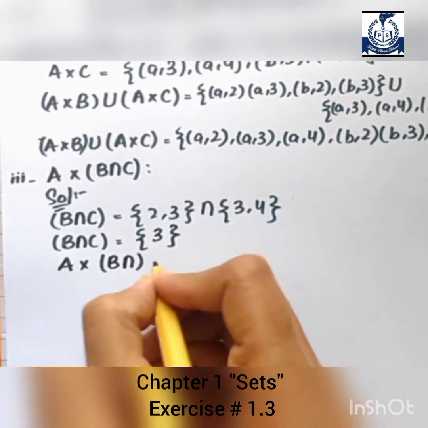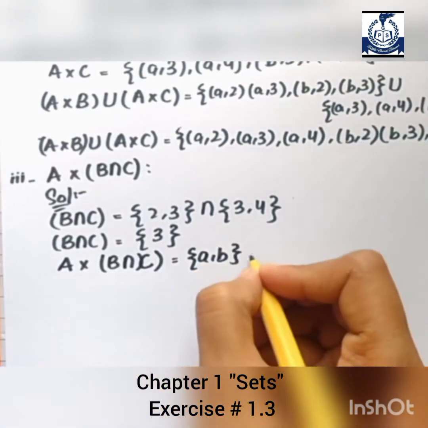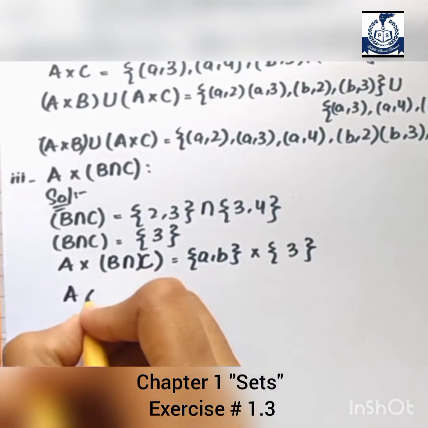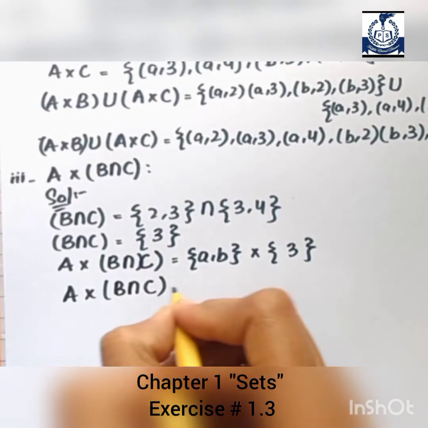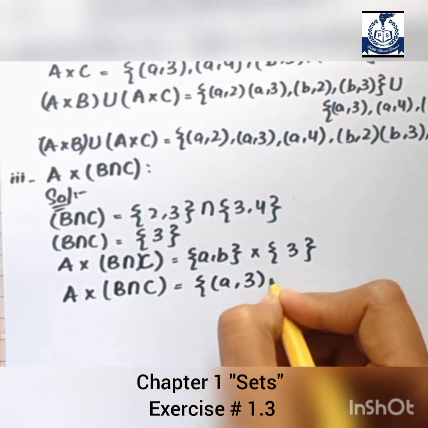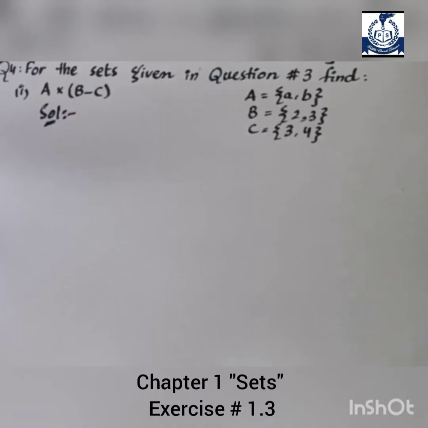A Cartesian product B intersection C is equal to, in a place of A we write the elements of A, a and b. In a place of B intersection C we write 3. So Cartesian product, 2 ones are 2. So first we take a with 3, a comma 3 and b comma 3. This is the answer.